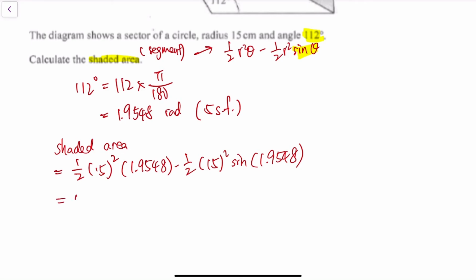Sorry, what I get here is 115.615 SF, and my final answer is 116 cm square, 3 SF. Okay.